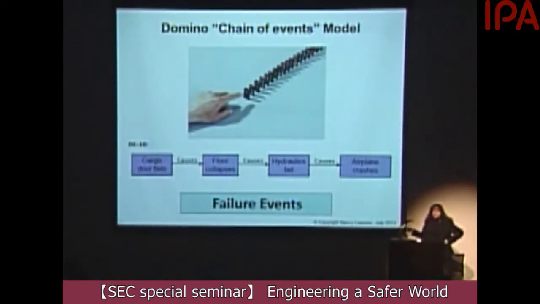Which happened a long time ago, but is still one of the most deadly accidents in aviation history. The cargo door failed, didn't shut closed as it should have, which caused a decompression, and the floor collapsed in the aircraft. All of the hydraulic lines, control lines, went through the floor, so all the hydraulics failed, which caused the airplane to crash. That's the standard way we think of each of these failure events.